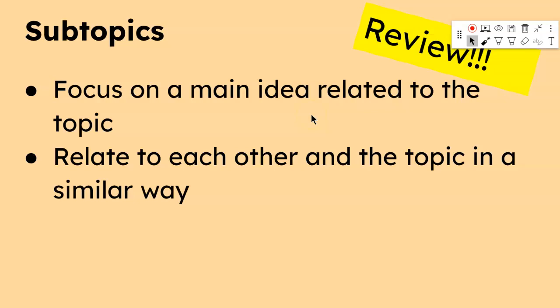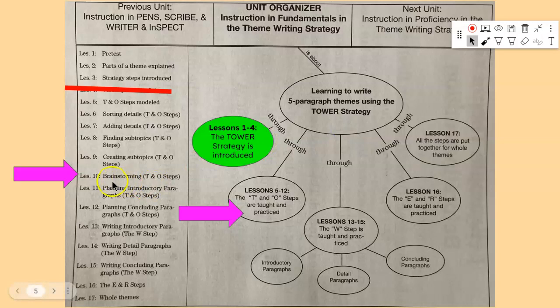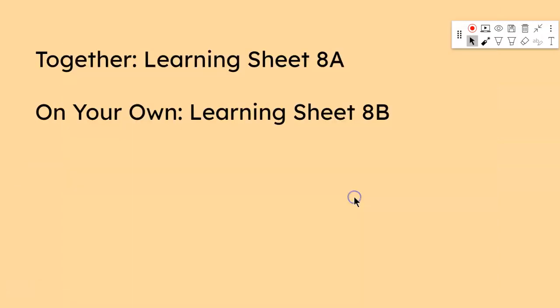Our last lesson 9 was focused on subtopics and remembering that subtopics have to relate to each other and to the topic in a similar way. So you don't want a subtopic that kind of sticks out from the other subtopics. Okay, so we are in lesson 10, brainstorming. Over here, we are still in lessons 5 through 12 bubble, the T and O steps. So remember, you can be crossing out these lessons as we go, and this one we are almost done with.